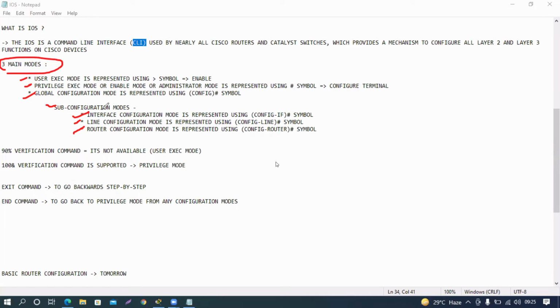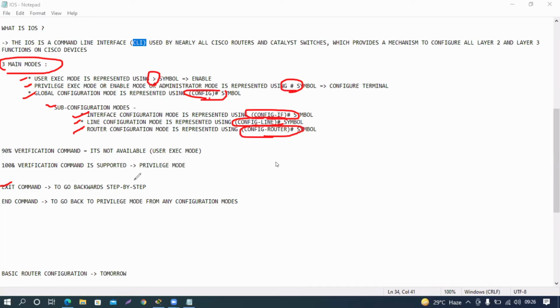All these modes are represented using symbols. User exec mode symbol is what? Greater than. Privilege exec mode symbol is hash. Global configuration mode symbol is config hash. Then the sub-configuration mode symbol is config-if hash. Then config-line hash, and then config-router hash.